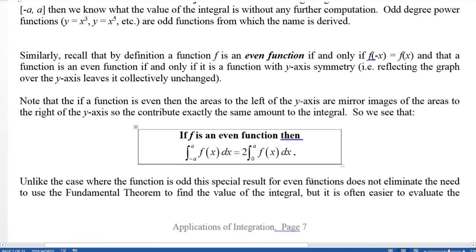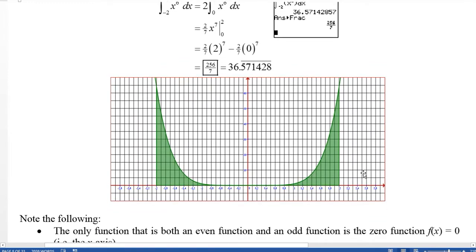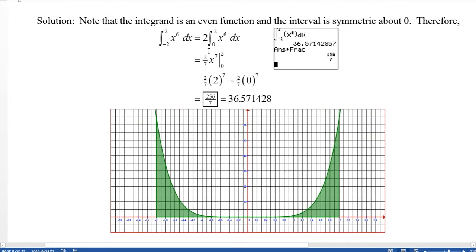Now, in this case, these areas don't add up, I mean, they don't cancel each other out. For example, here's the integral of x to the sixth from, say, negative 2 to 2. But what we notice is this area over here in the second quadrant and the one in the first quadrant, they're both above the x-axis, so they're both going to add to the integral. They don't cancel each other out. You don't have a positive one and a negative one that cancel like we did in the odd function. But we do see that they're both the same.